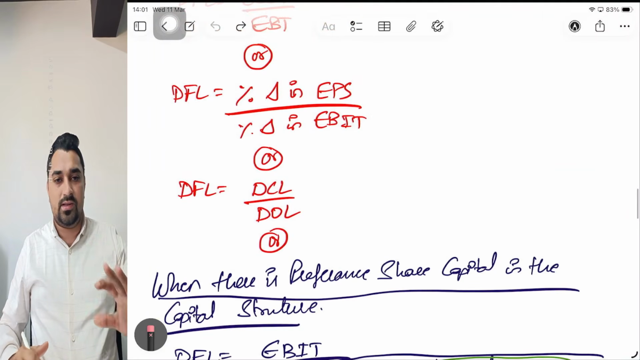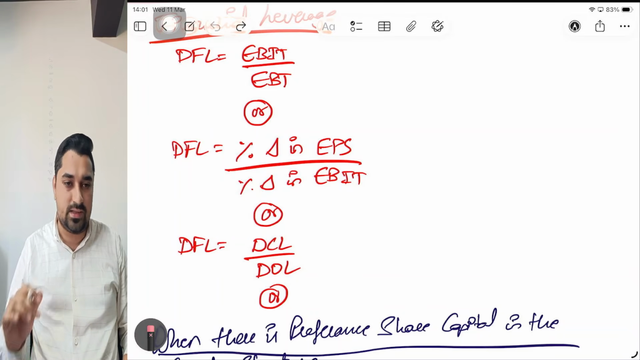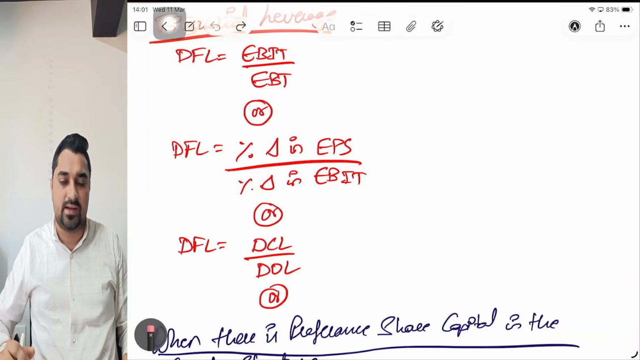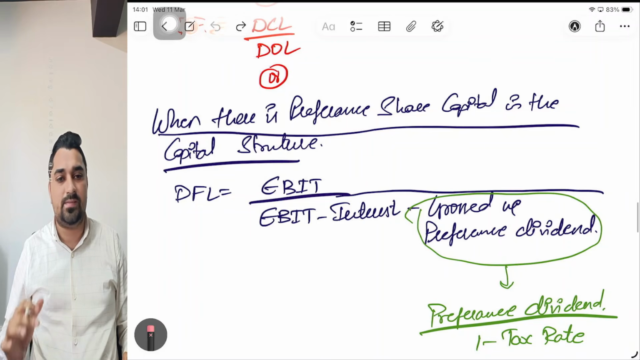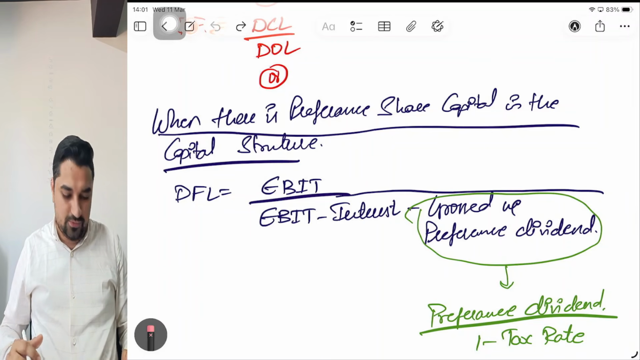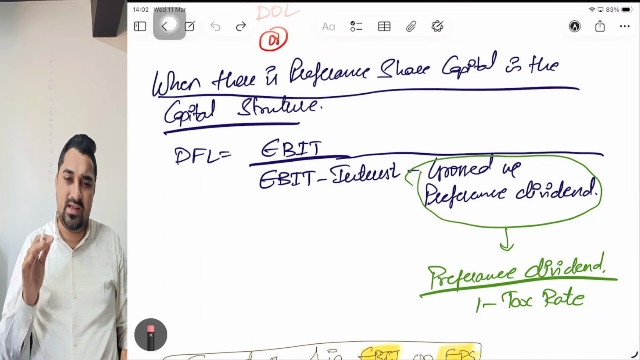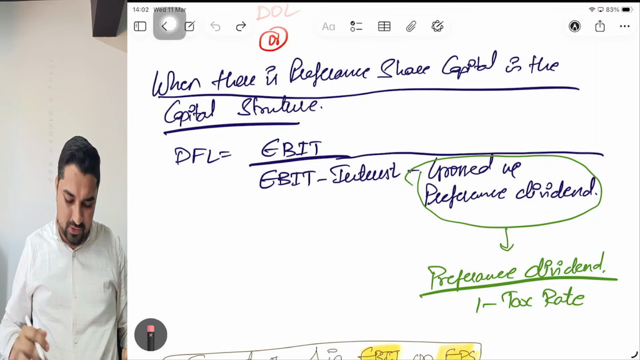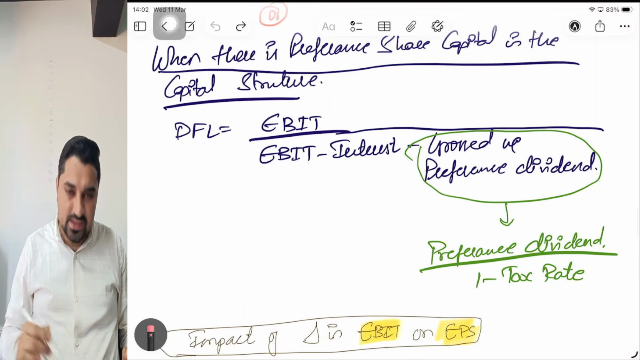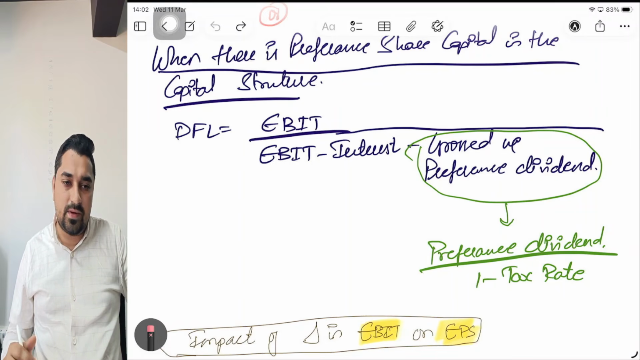Suppose all these three formulas are applicable when there is no preference share capital in your capital structure. In other words, there is no preference dividend as a fixed financial commitment. Sir, what if my capital structure has preference share capital? In that case, the formula would be degree of financial leverage equal to EBIT divided by EBIT minus interest. So EBIT divided by EBIT minus interest is nothing but EBT. So till here, the formula is same. You need to subtract one more fixed financial commitment, that is nothing but preference dividend.